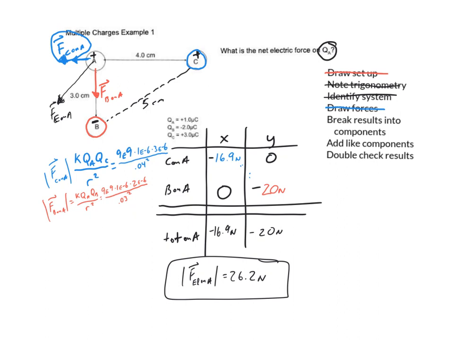Break results into components, that was easy. Add like components, that was actually a simple step. Double check results, yeah, it's a decent result. I can also give an angle of where this occurs, just as one more thing. The angle that this occurs at is going to be this green angle right there.